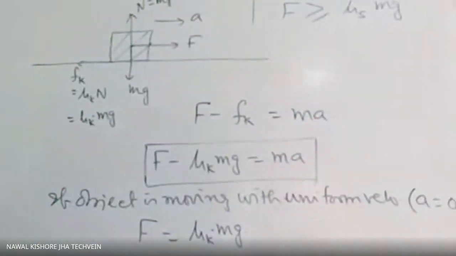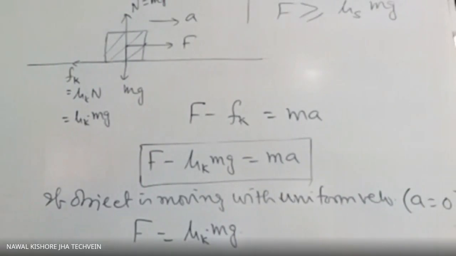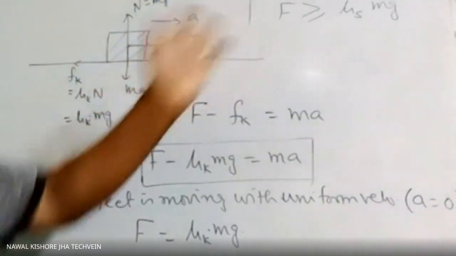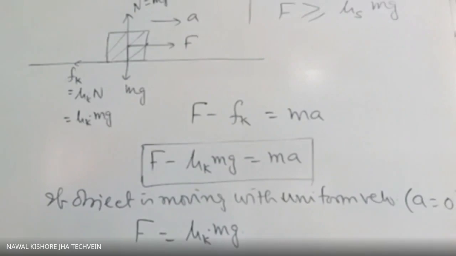In that case, external force will be more than limiting friction, or just equal to limiting friction, we can say. Limiting friction is 100, and if we are applying 100.00000001, then also it will start.